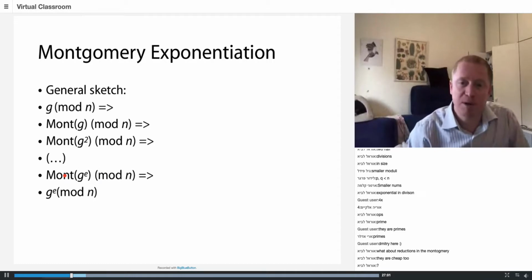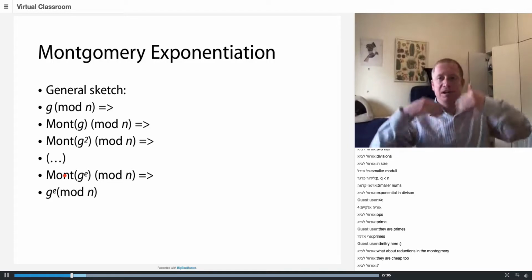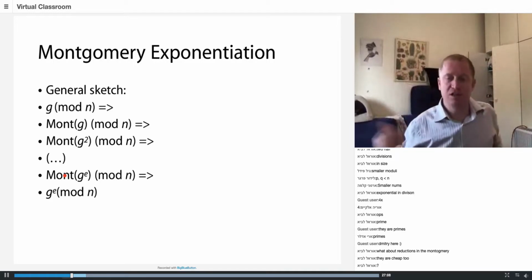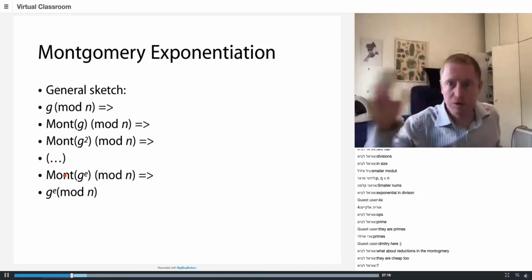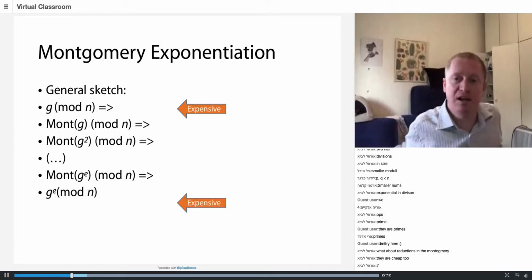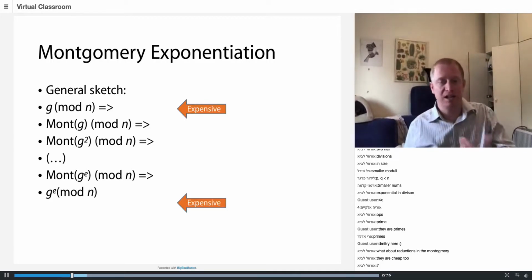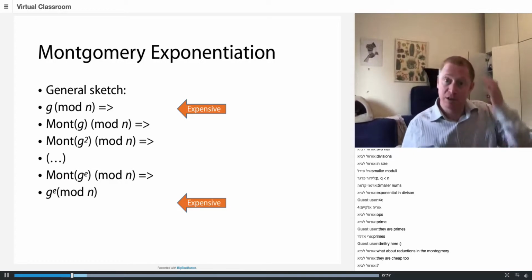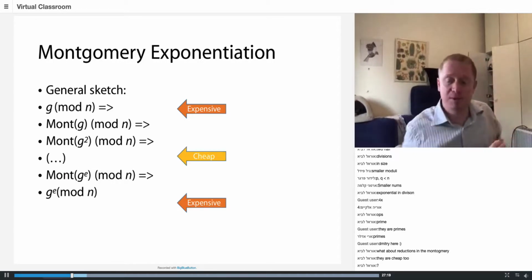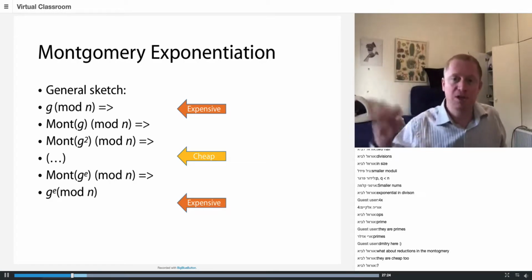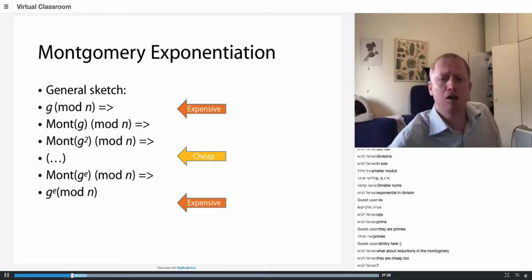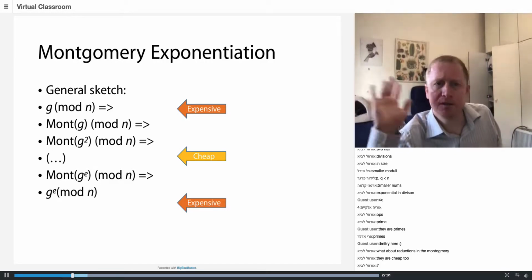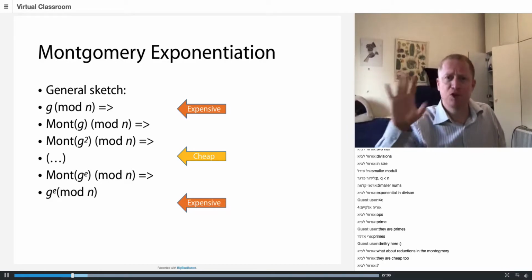And now I have g to the power of e in the Montgomery representation. And then I am going to leave the Montgomery representation, and the result is going to be the regular g to the power of e. And the idea is that entering and leaving the Montgomery domain are a little expensive, but these operations in the middle are cheap. So if I have enough of these modular multiplications, in the end, I will save a lot of time. So is this cool with everybody? This is Montgomery representation.